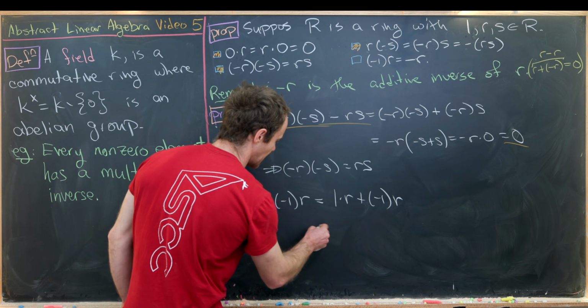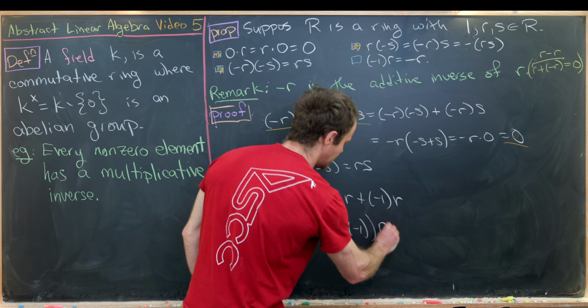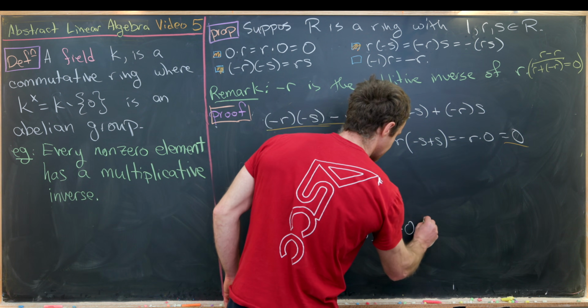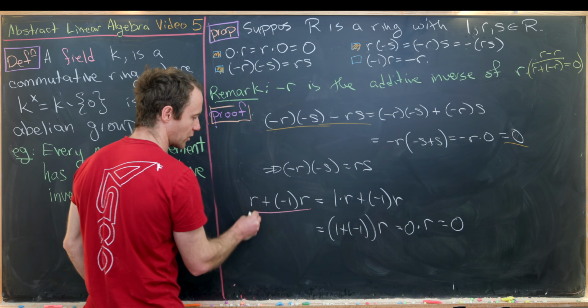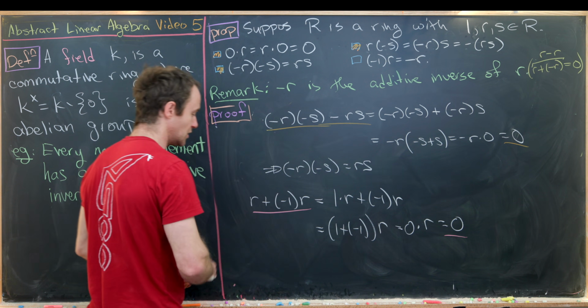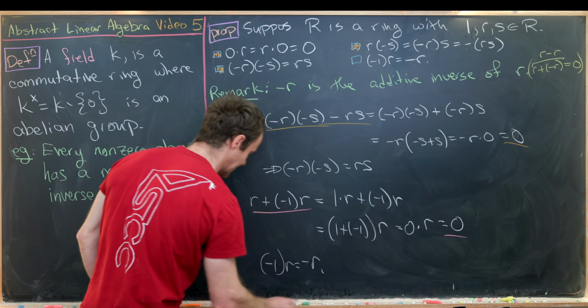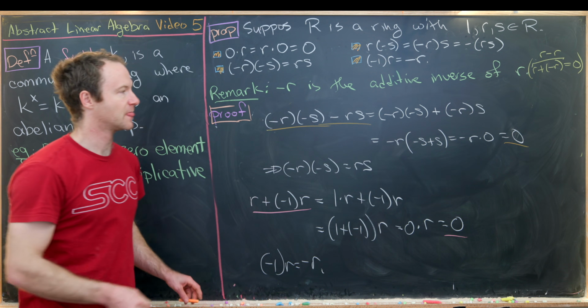We can use right distributive rule here to write this as 1 plus negative 1 times R. 1 plus negative 1 is 0. We get 0 times R, which is 0. But again, we forged the correct equation. We subtract R from both sides, and we have minus 1 times R is equal to negative R, which proves this last result. Okay, great.